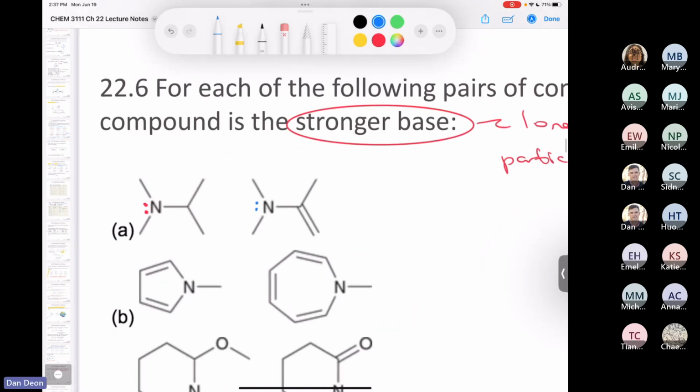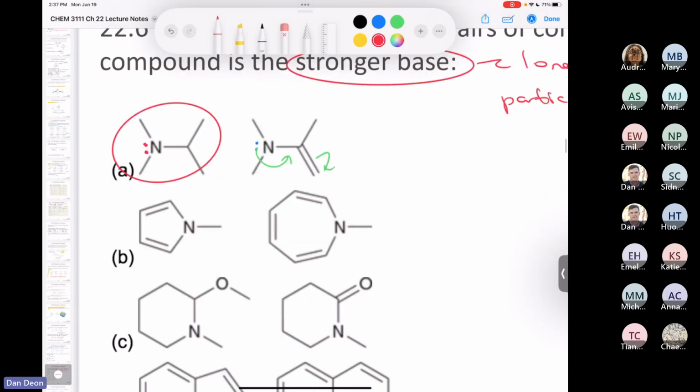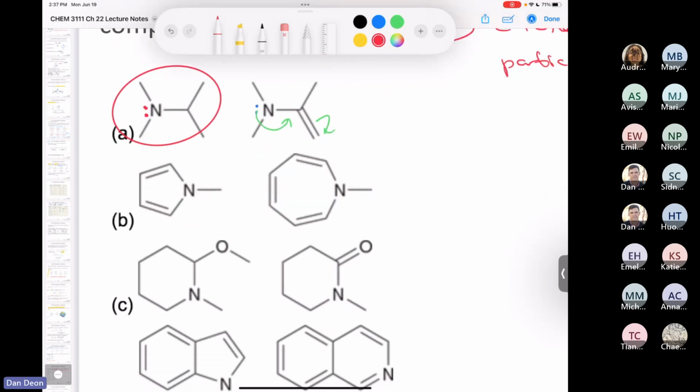Could anybody tell me which lone pair is going to be a stronger base, the pair in red or the pair in blue? The ones in red, right? They're not participating in resonance. The pair in blue is participating in resonance, aren't they? So the answer is going to be the first compound. Is going to be a stronger base. All right. Now, it's not always tied to resonance, is it?